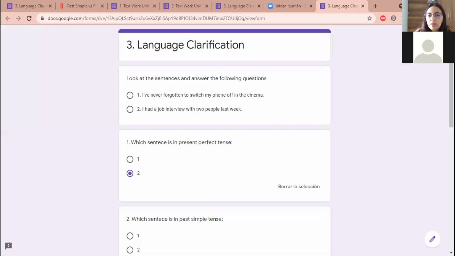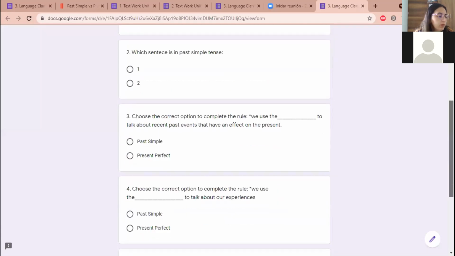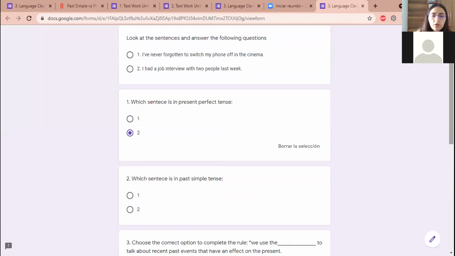Everybody's coming back, so let me share with you the form so we together can share the answers. Can you help me please with the answer of the first one, Gabby? Which sentence is in present perfect? Number 1. I have never forgotten to switch my phone off in the cinema.